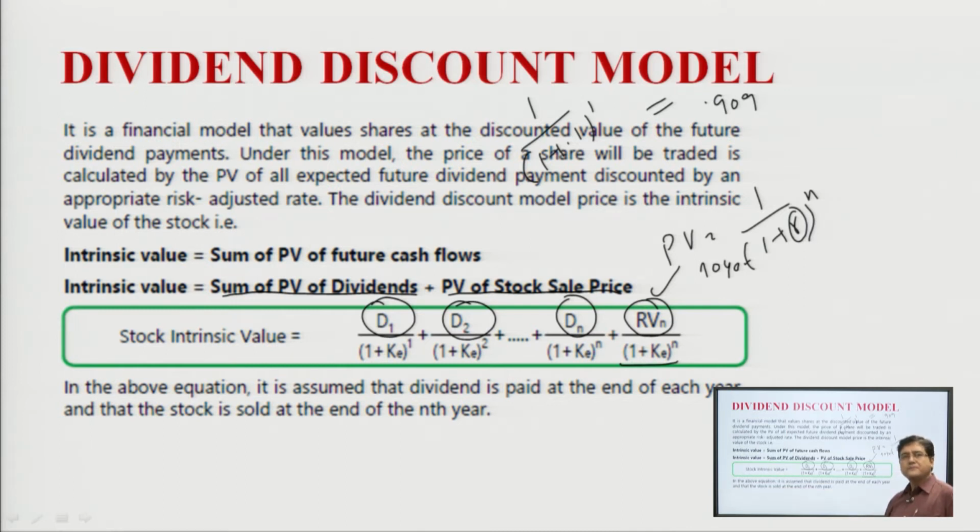So, we need to calculate the intrinsic value of the stock by discounting the dividends over the period plus the stock sale value, because stock valuation is an important part and time adjustment also needs to be considered. In the above equation it is assumed that the dividend is paid at the end of the period, and the stock is sold at the end of the year.